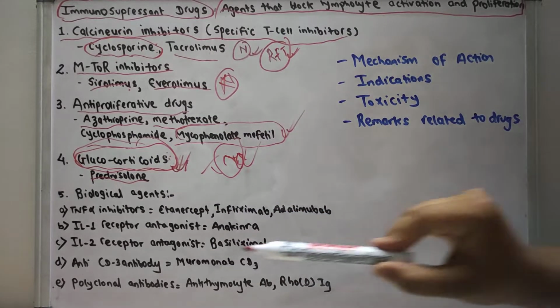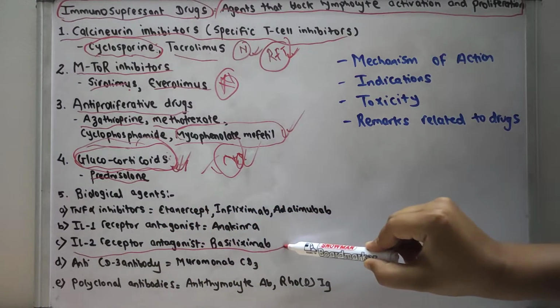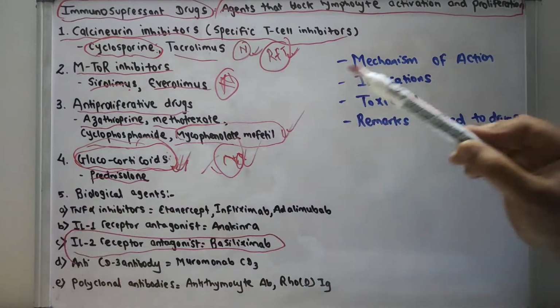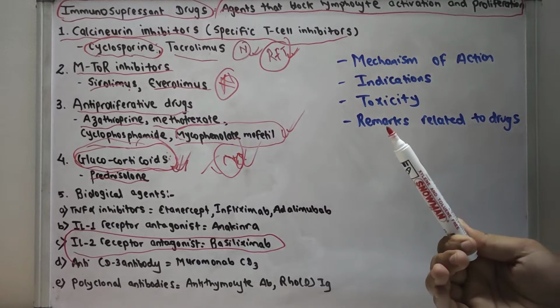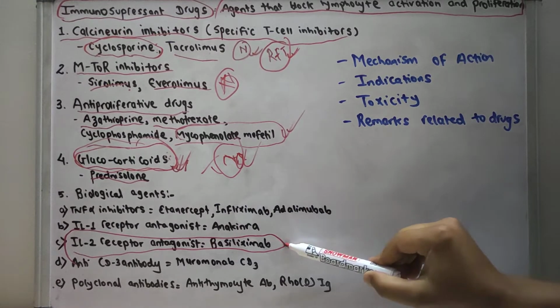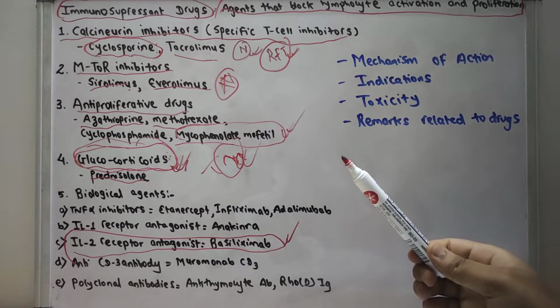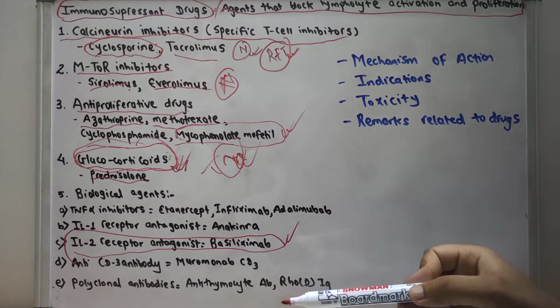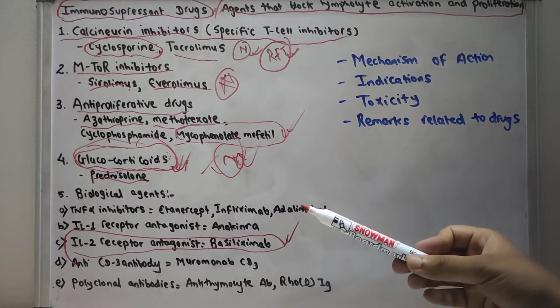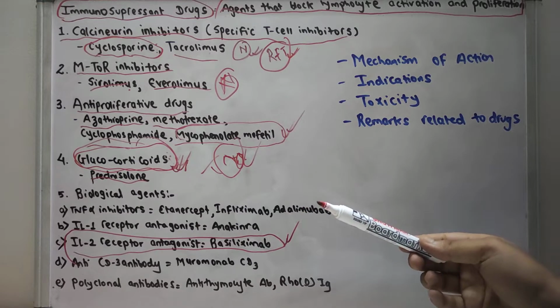Now let us discuss the interleukin-2 receptor antagonist basiliximab. Basiliximab is a monoclonal antibody that blocks the interleukin-2 receptor. The main toxicity of this drug is edema, hypertension, and tremor. Other biological agents and antibodies we will discuss in the next video.